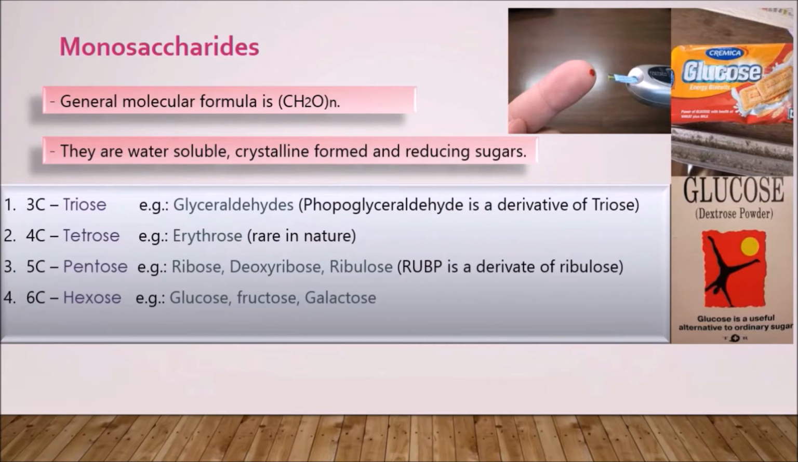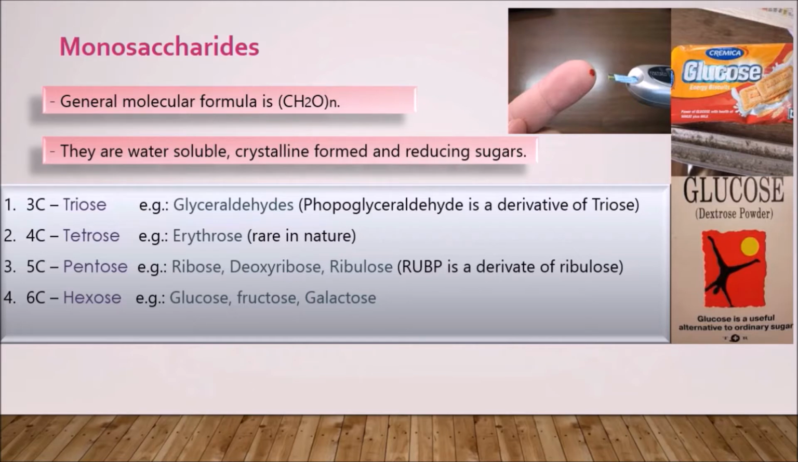3 carbons, we name them triose, example, glyceraldehyde. 4 carbons, we call them tetrose, example, erythrose, which is rare in nature. 5 carbons, pentose, example, ribose, deoxyribose and ribulose. 6 carbons, we call them hexose, example, glucose, fructose and galactose.